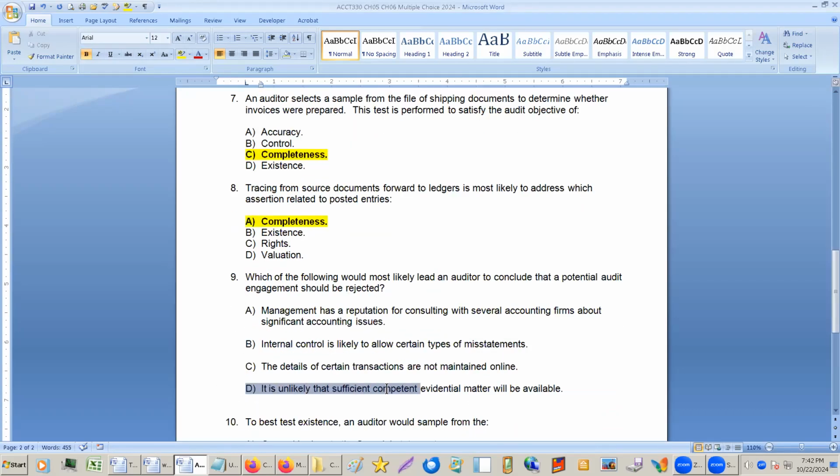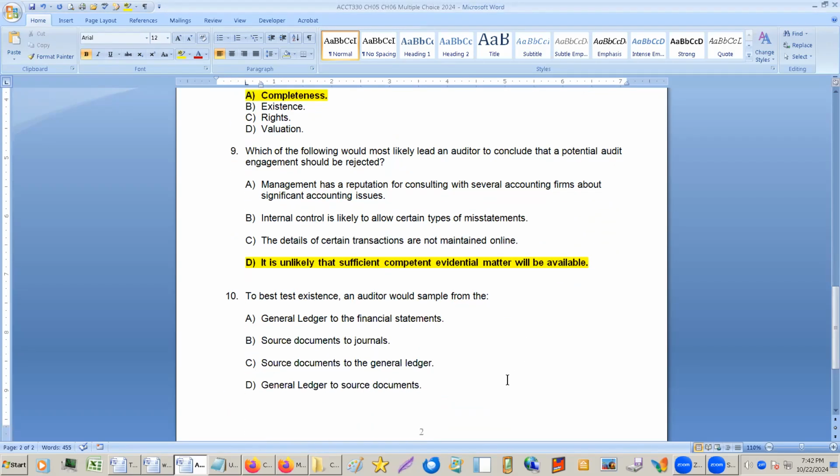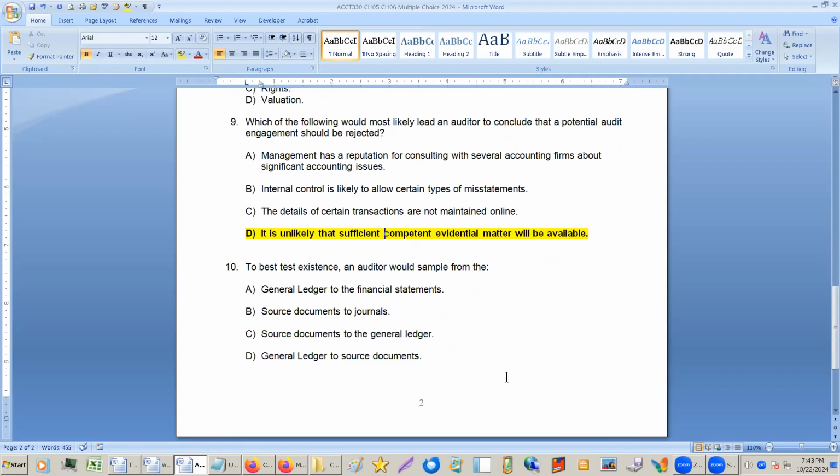Yeah, this one, if you cannot get sufficient competent evidential matter, you should not do the audit. An example of that would be a business that does all their business in cash and you don't have any documents to look at. All you have is cash changing hands. It's very difficult to know exactly what's going on.